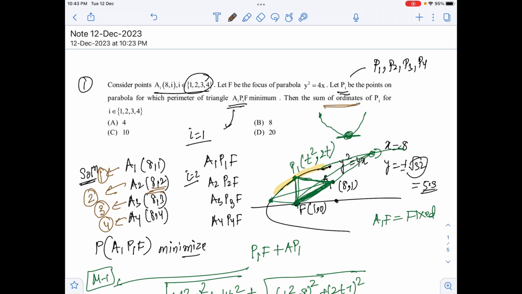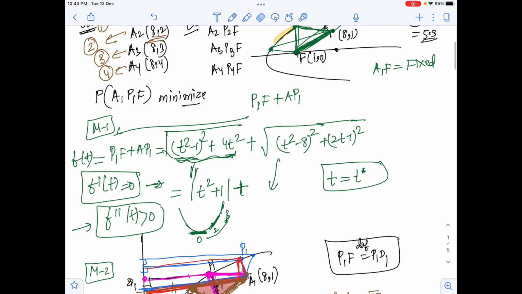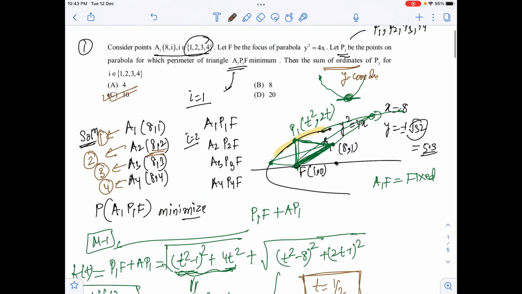So if I add all the coordinates, the sum of ordinates, meaning y coordinates, the answer will be 1 plus 2 plus 3 plus 4, which is 10. So C is the correct answer. Now those of you who have done it using calculus, you can comment. You will get the value of t as exactly half. So this will be interesting. And the value of t being half means this point will become 1 by 4 comma 1.